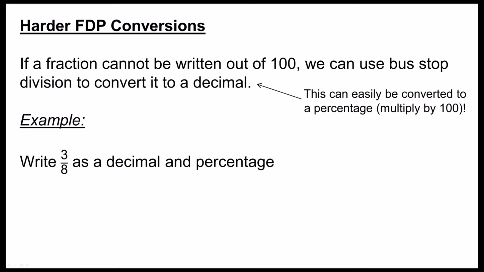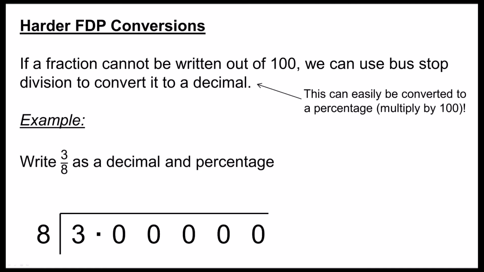So, if a fraction cannot be written out of 100, we can use a bus stop division to convert it to a decimal. From here, we can easily convert this decimal into a percentage by multiplying by 100. So, in our example, we're asked to write 3/8 as a decimal and a percentage. I'm going to start off by drawing out my bus stop method. That would look something like this.